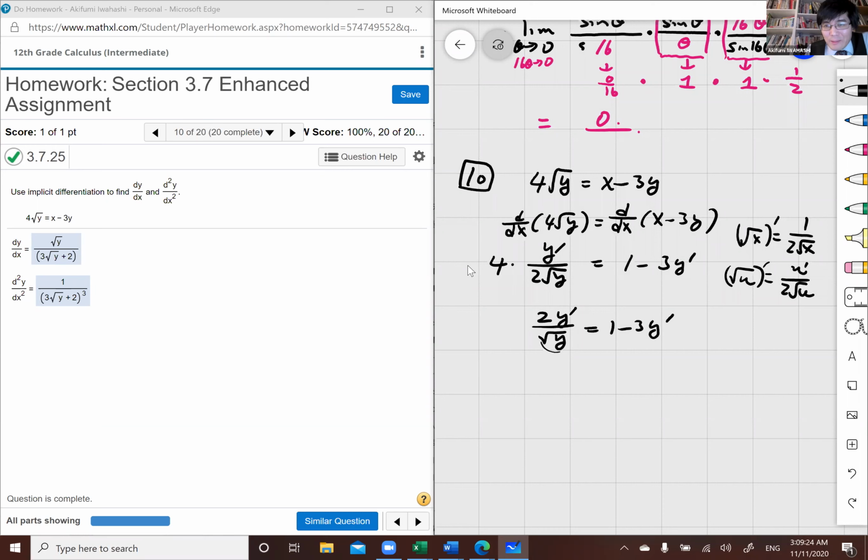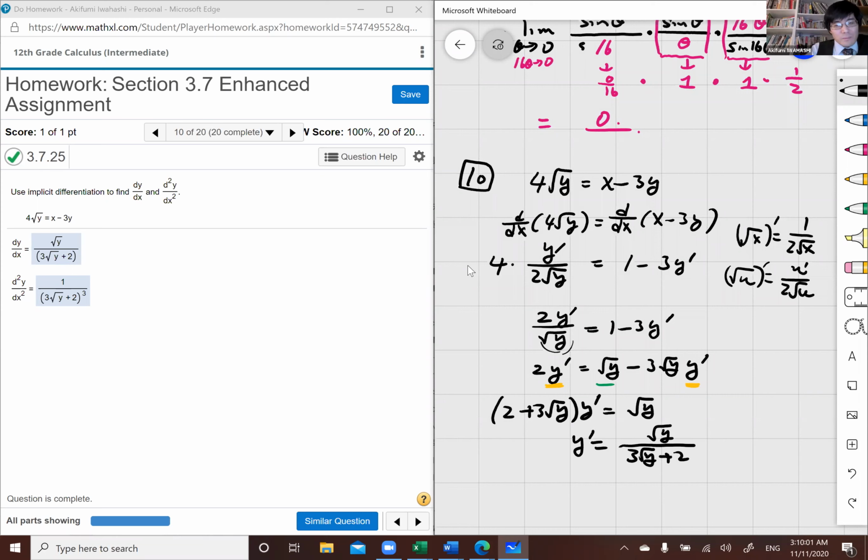Let's multiply both sides by 2 square root of y because I don't like fractions. So it's going to be y dash is equal to 2 square root of y minus 6 square root of y, y dash. So this is a linear expression for y dash. So let's combine these two terms on the left side and leave this on the right side. So you want to get 1 plus 6 square root of y times y dash is equal to 2 square root of y. So y dash will be 2 square root of y on the top over 6 square root of y plus 1. Okay, so that's y dash.